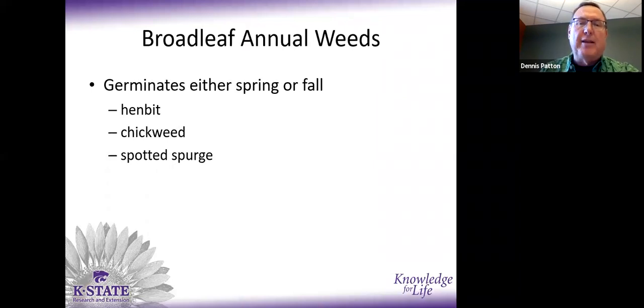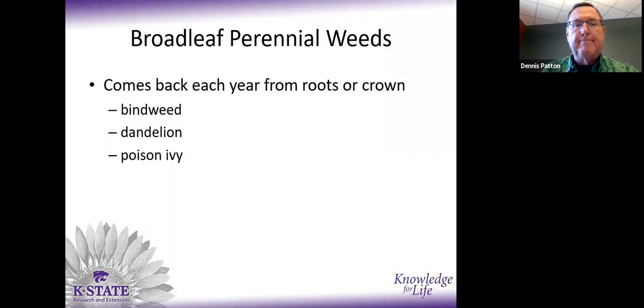And the same goes for broadleaf annual weeds. We have those that germinate in the spring and the fall. So the henbit and the chickweed germinate in the cool of September and October. Spurge, the little doily plant that's out there now, is a heat of the summer plant. So here again, when we would put something down to prevent them from germinating or to control them is going to vary depending on when they germinate.